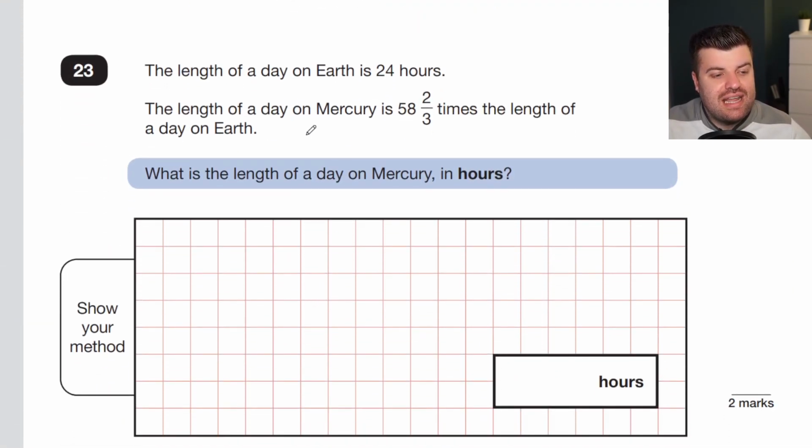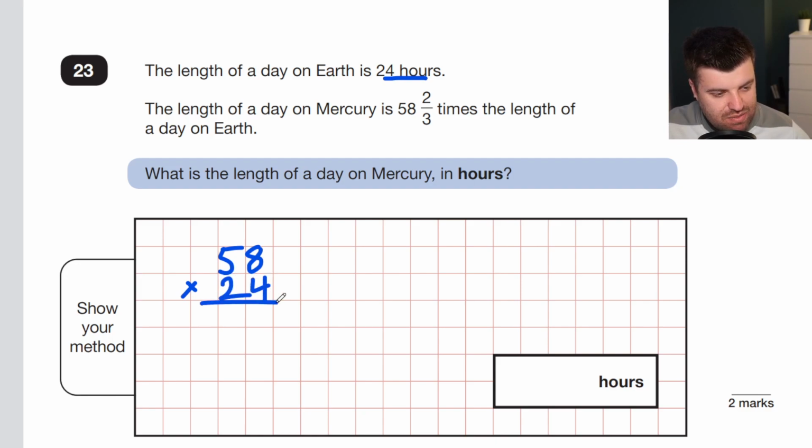Question 23. The length of a day on Earth is 24 hours. The length of a day on Mercury is 58 2/3 times the length of a day on Earth. What is the length of a day on Mercury in hours? Well, firstly, let's do 58 times 24 and see what we get. So again, long multiplication. 4 8s are 32. 4 5s are 20 plus the 3 is 23. Put a placeholder in. 2 8s are 16. 2 times 5 is 10 plus the 1 is 11, 1,160 in total there.